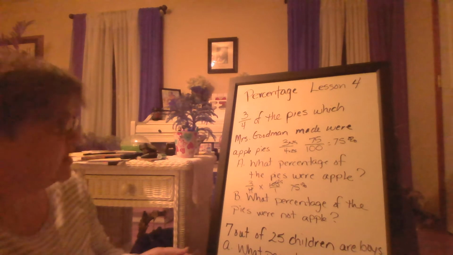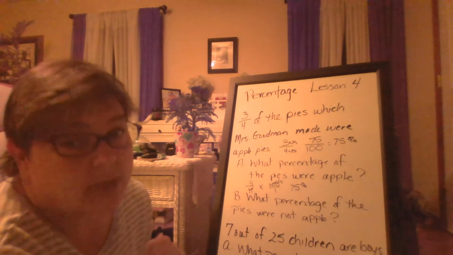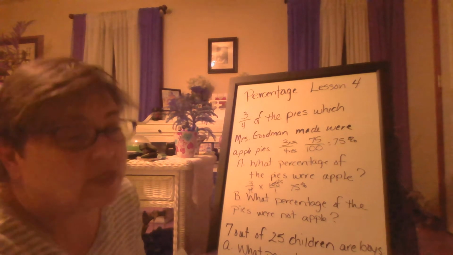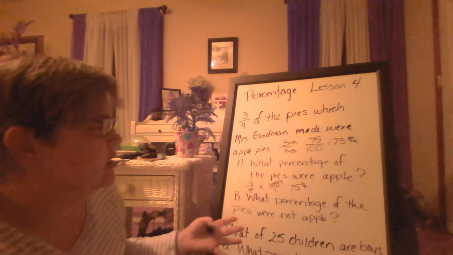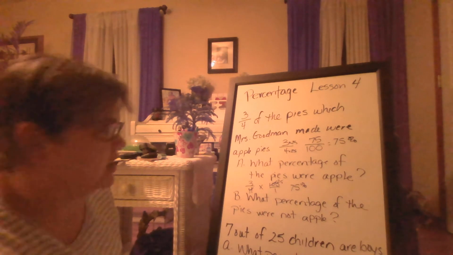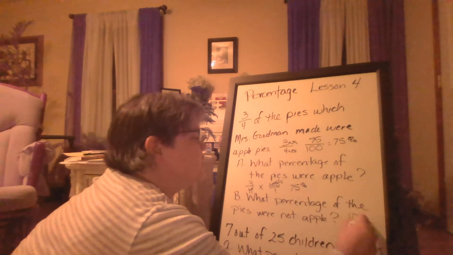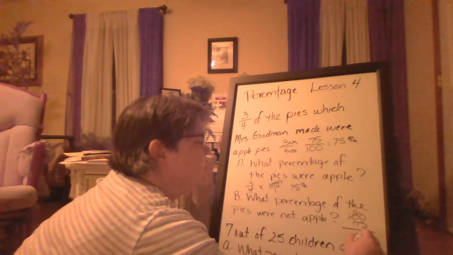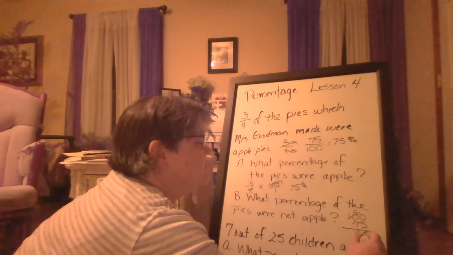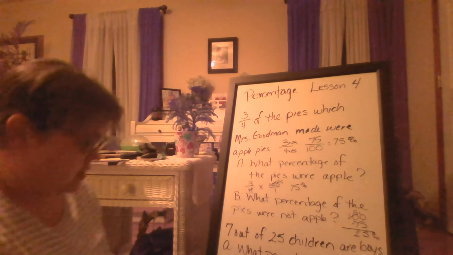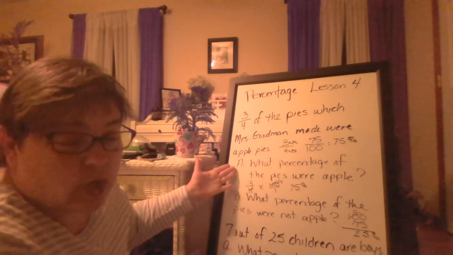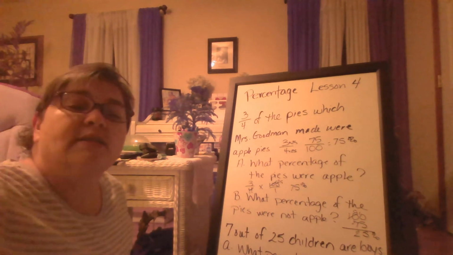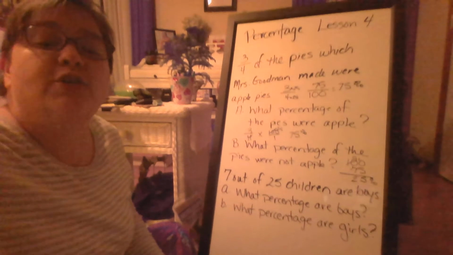So if 75% of the pies that were made were apple, what percentage were not apple? And we talked about that, so we're just going to say 100% minus 75%. So 100% minus 75% is going to give you 25%. So 75% were apple, 25% were not apple. All right, let's look at this next problem. I want you to look at the wording here.